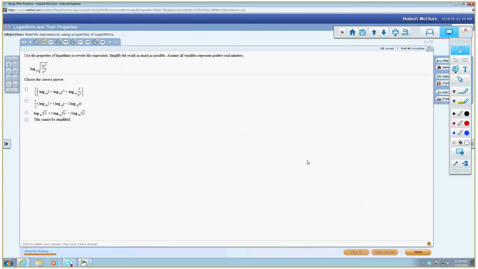I'll write it out so you can see it. This says the log, L-O-G, base M, of the square root of 2x to the fifth over z to the third.